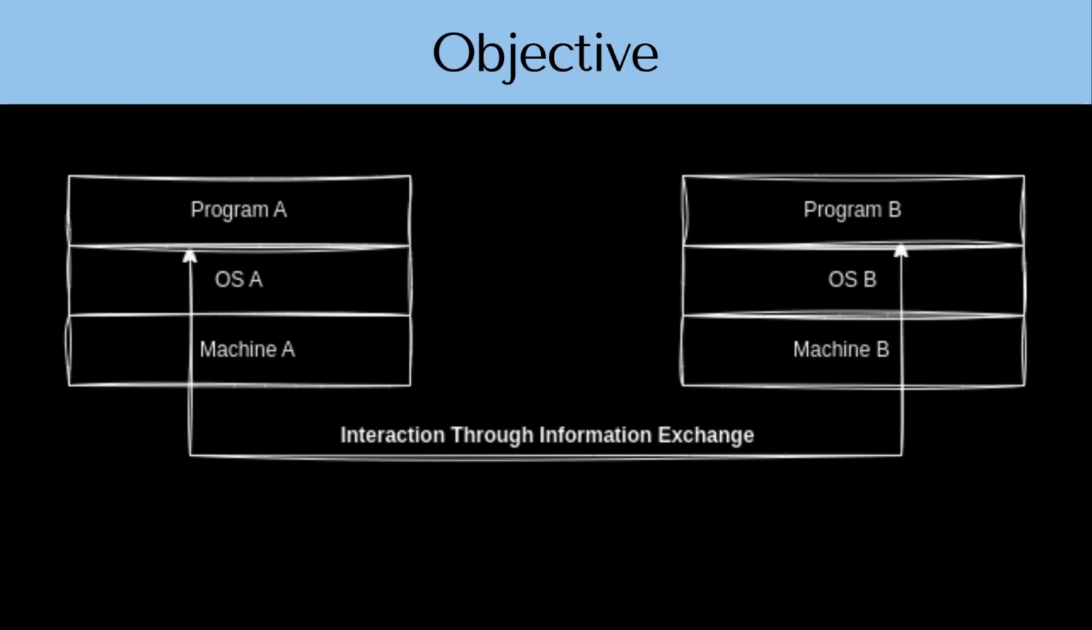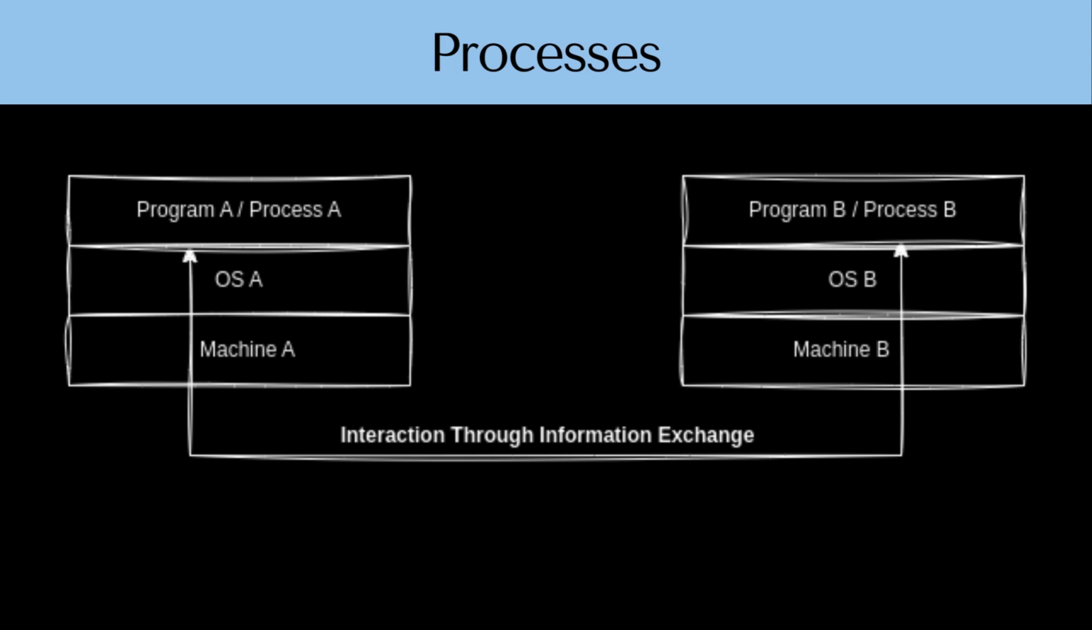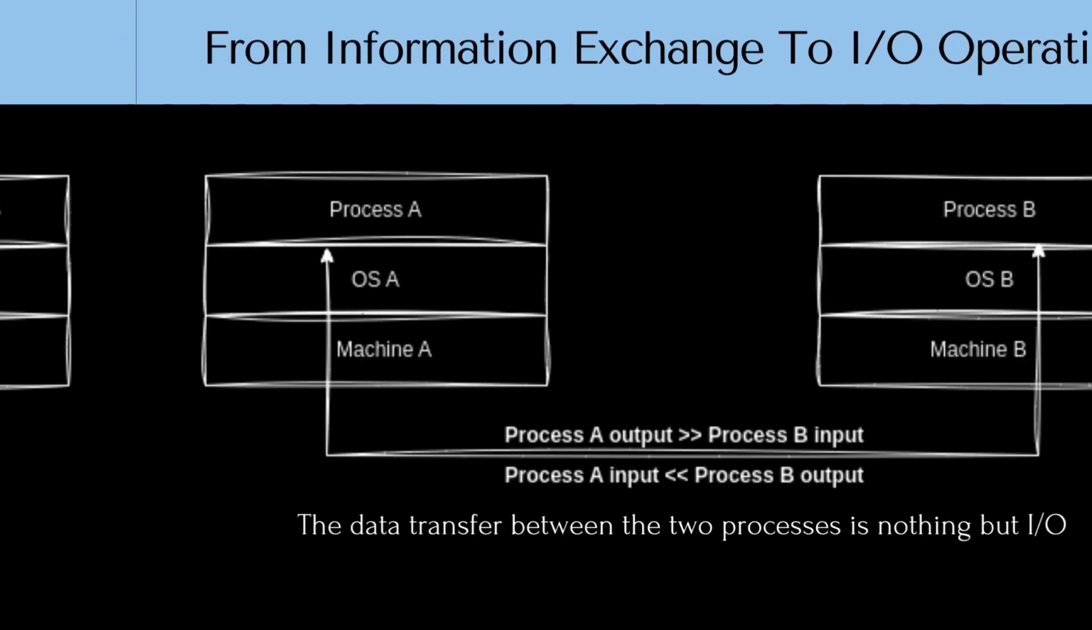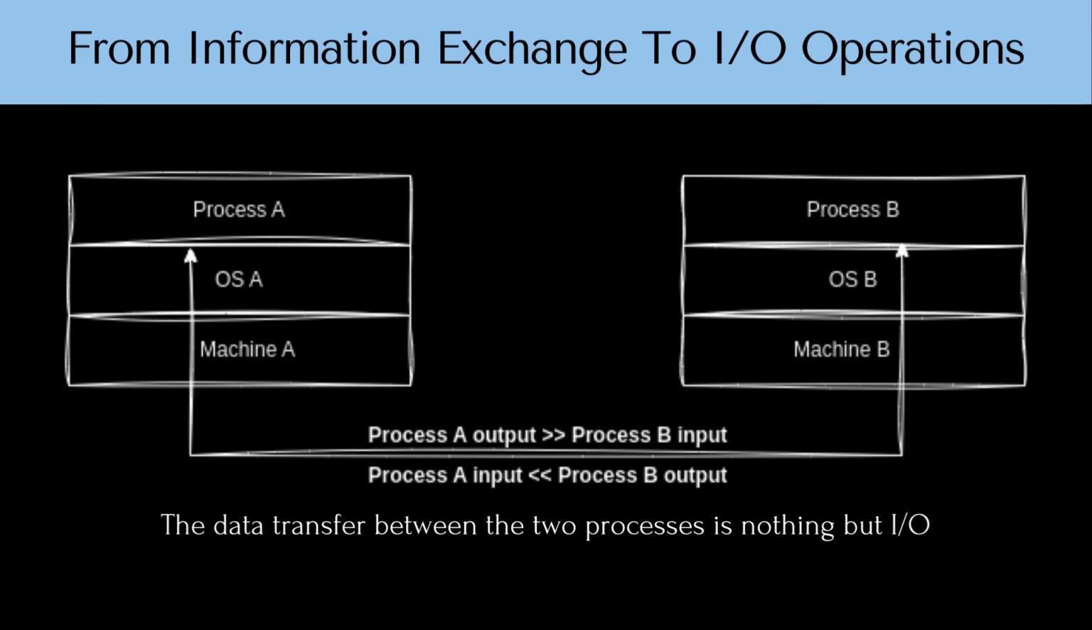We aim to write two programs, A and B, that will run on two machines and collaborate to achieve a common goal. For example, they would allow sending and receiving chat messages, sharing files, or knowing how much processing power the other side has. At runtime, a program is modeled by the operating system as a process, so we'll be using this term when referring to running programs. Back to our objective, the communication between the two processes gets down to I/O operations, whereby data written by process A as output is read by process B as input, and vice versa.